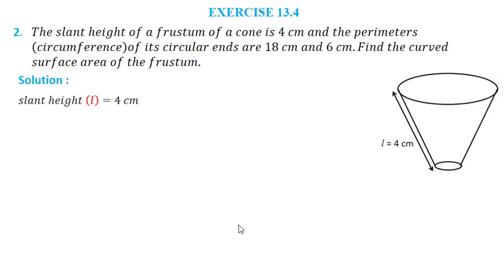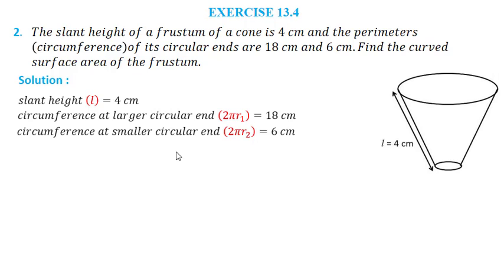So let us see what is given. We are given the slant height. We are given the circumference at the larger circular end, which I will indicate as 2 pi r1, equal to 18 centimeter, and the circumference at the smaller end as 2 pi r2, which is 6 centimeter. And we have to find the curved surface area. The formula is pi (r1 plus r2) into L. Now you can see what is given and what we have to find. There is no need to calculate r1 and r2 separately, because here we require pi into (r1 plus r2), and that I can directly find from this addition.